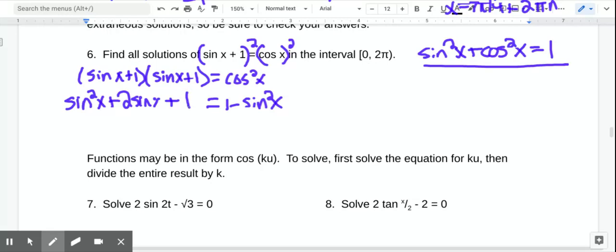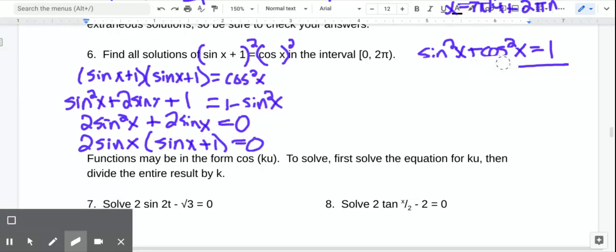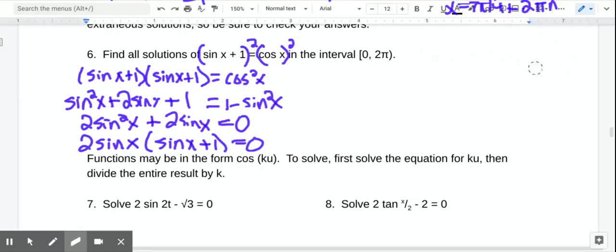And then I'm going to move everything over to the left side. So it'll give me 2 sine squared x plus 2 sine x, the ones cancel each other out, equals 0. Okay, I do want to factor this, so I'm going to factor it by taking out a GCF, which is 2 sine x, which leaves me with sine x plus 1.